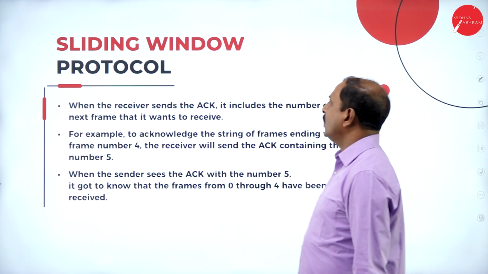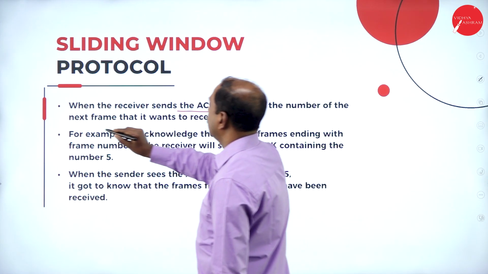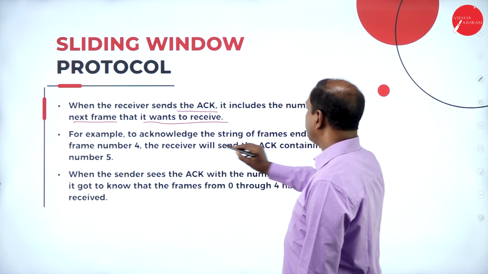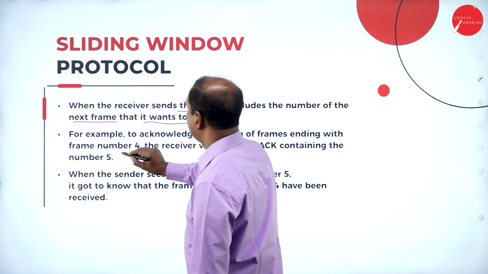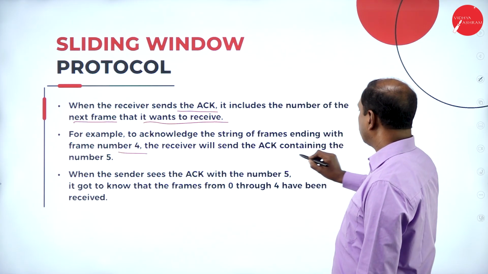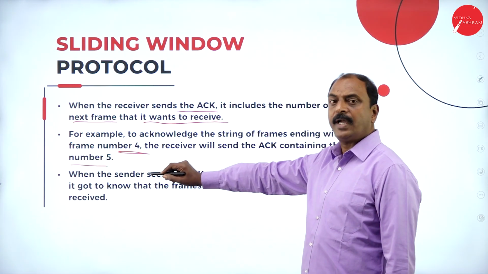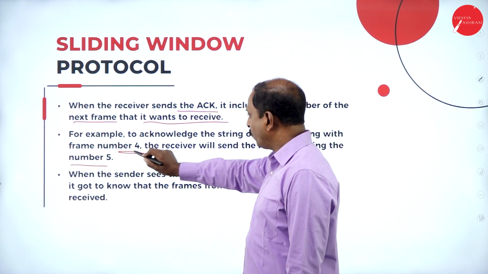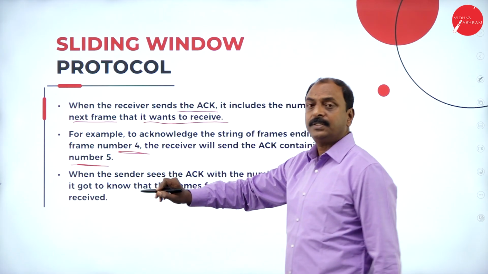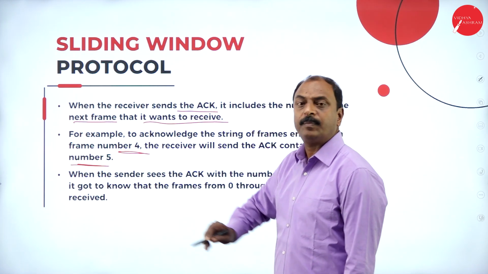In the next slide, when the receiver sends the acknowledgement, it includes the number of the next frame that it wants to receive. For example, to acknowledge a string of frames ending with frame number 4, the receiver will send an acknowledgement containing the number 5. Suppose the receiver has to acknowledge 4 frames, it will send the acknowledgement containing the number 5. That means the receiver is asking for one more frame, frame number 5.